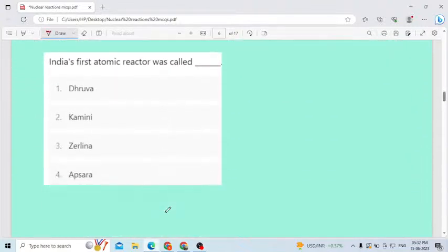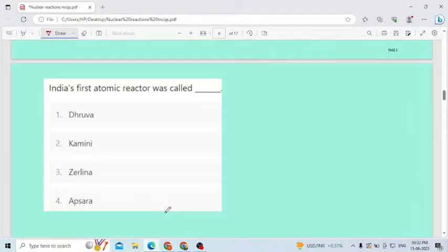Next question. This I have not included in the nuclear reactions theory part, the nuclear reactor. That's why I explained that topic, which was left. That's why I included it in these MCQ classes. Okay. Next, let us discuss more MCQ questions.